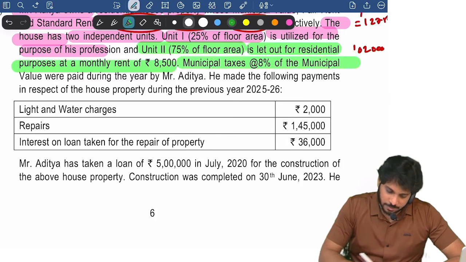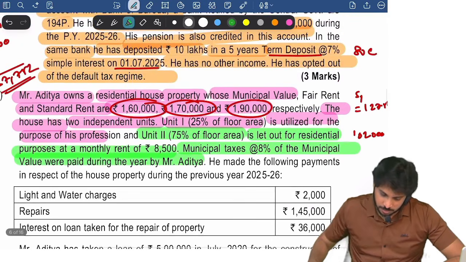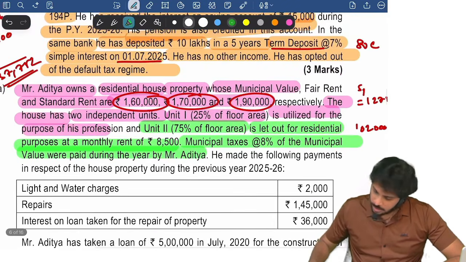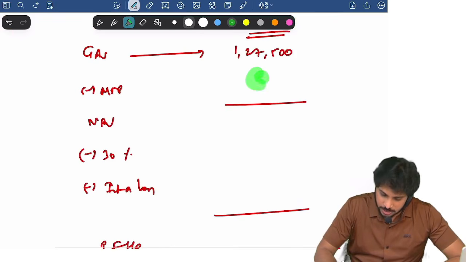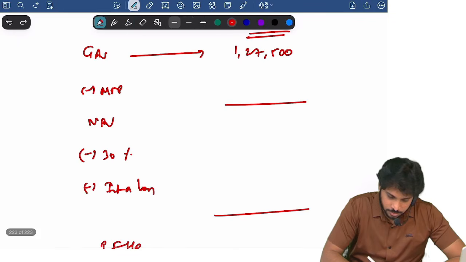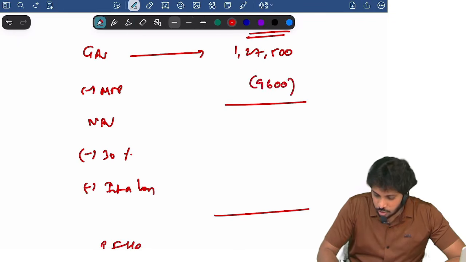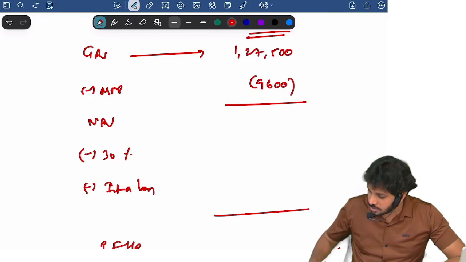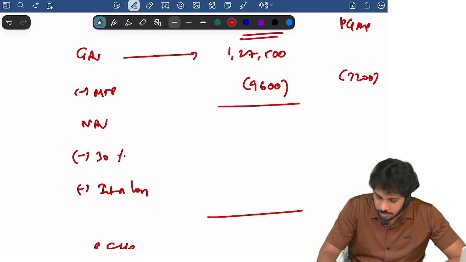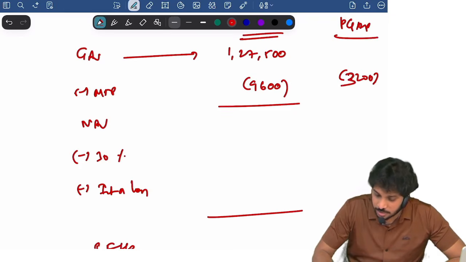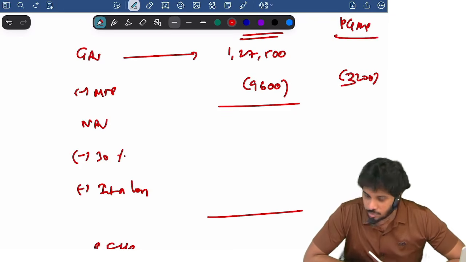Municipal taxes 8% were paid during the year by Aditya. Municipal value is how much? 1,60,000 into 8% into 75%. Yes or no? 9,600. Correct? Actually, gross value is how much? Divided by 75%, minus 9,600. Under PGBP, you should claim 3,200. Okay, fine.